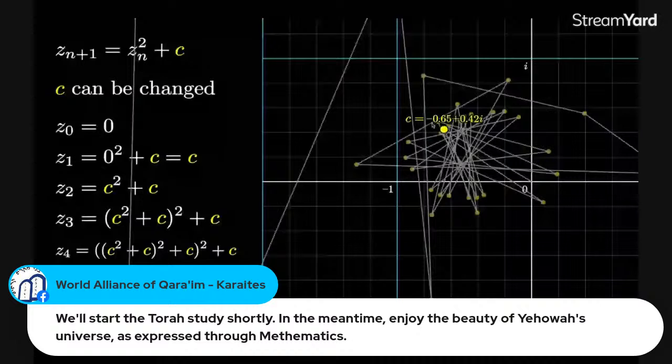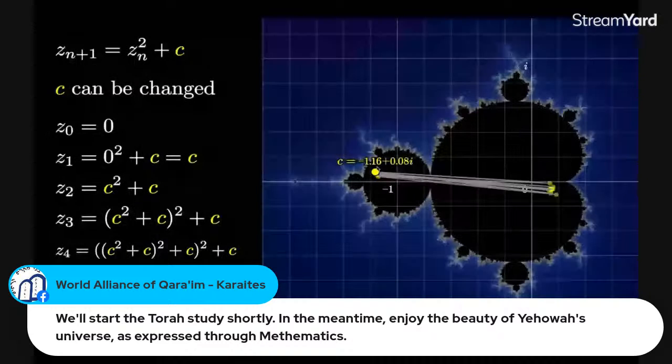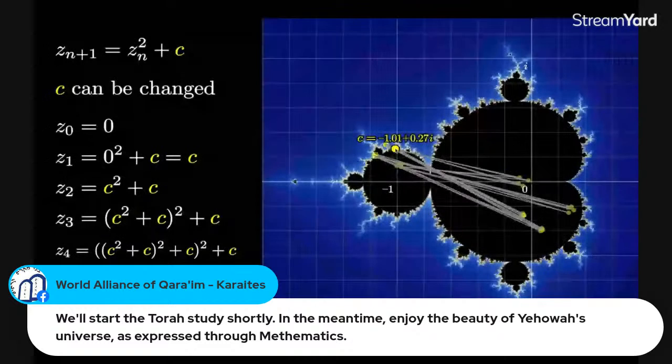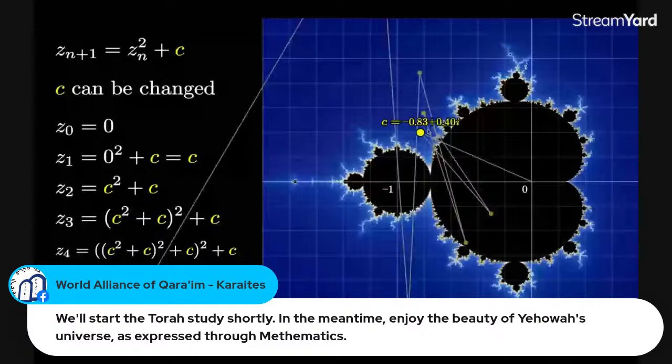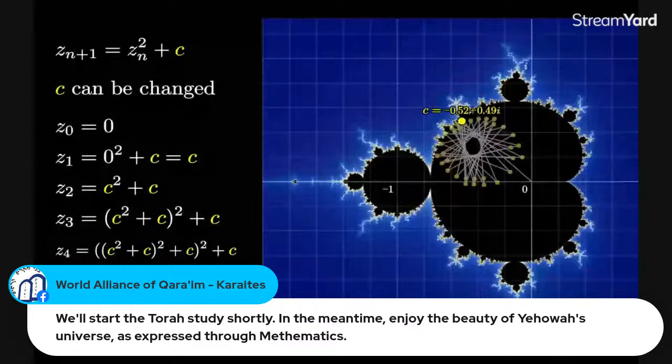If you color the points of the plane where it stays bounded black, and you assign some other gradient of colors to the divergent values based on how quickly the process rushes off to infinity, you get one of the most iconic images in all of math, the Mandelbrot set.